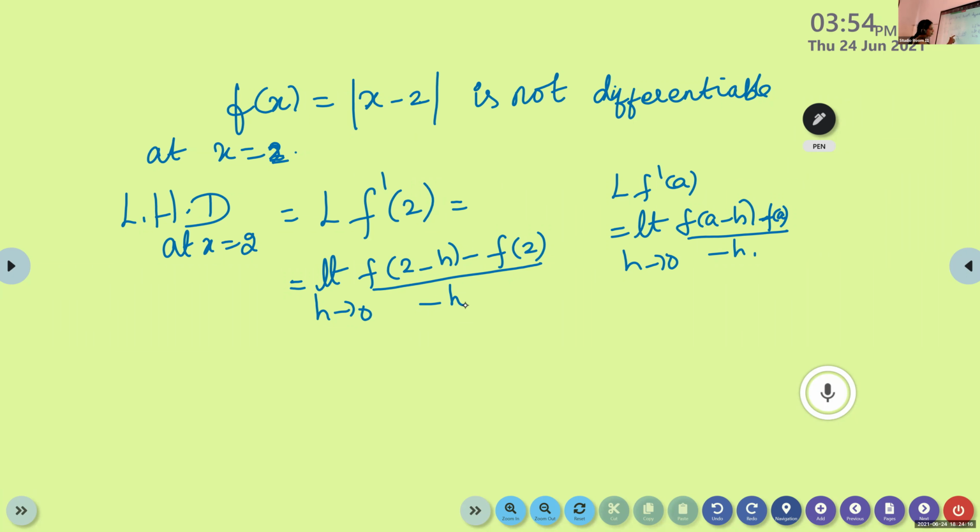Now I'm going to find out what is f of 2 minus h. Okay, f of 2 minus h, what is the function defined there? Look at the function. f of x is modulus of x minus 2. What will be f of 2 minus h? If it is x, we are writing x minus 2. So if it is f of 2 minus h, how will you write? This 2 minus h minus 2.